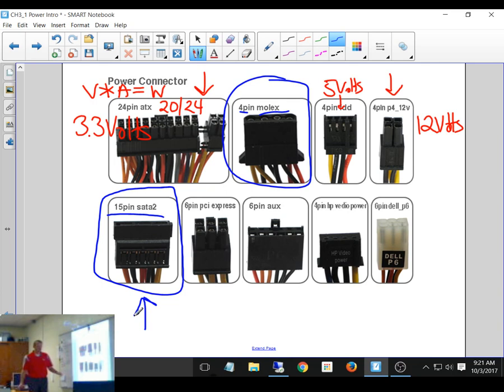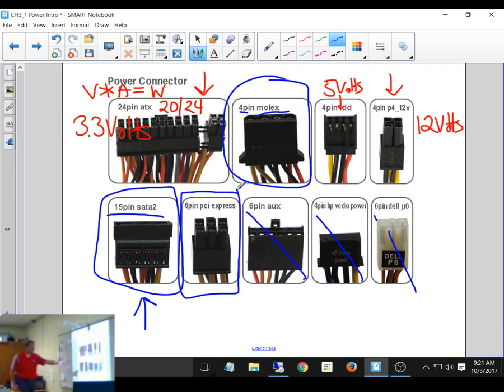Of the other things on here, very unlikely to see this on anything. It says a Dell P6 plug. Okay? Very unlikely to see this one. Very unlikely to see that one. Those are just a graphic that I found. Okay? But this one's one that you may very much need.